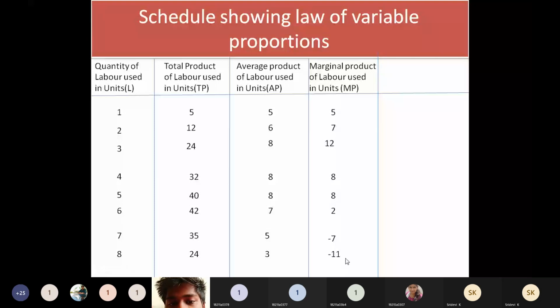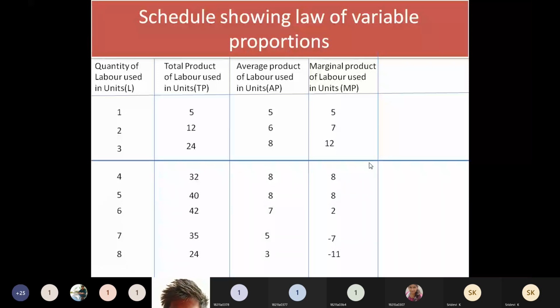So by looking at this marginal product and the average product, we can divide all these workers, as well as the total production, into 3 phases. We can take up to 3 workers. This is phase 1. So in phase 1, what is happening, the output is increasing. So this phase is the increasing stage. We can call it the increasing stage of output.